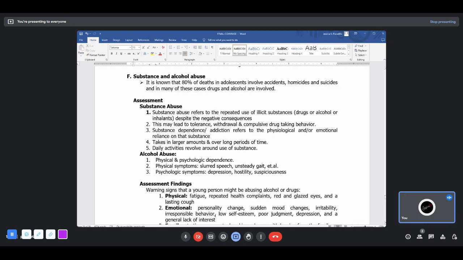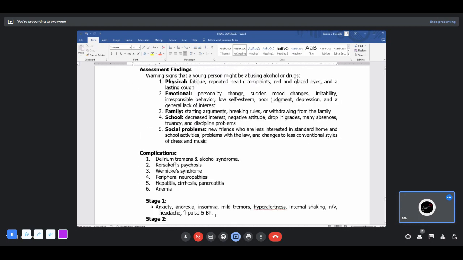So, for the assessment findings, these are the warning signs that a young person might be abusing alcohol or drugs. For the physical, the assessment here is fatigue, repeated health complaints, red and glazed eyes, and a lasting cough. So, those are the signs we see for physical. For emotional naman, personality change, sudden mood changes, their mood keeps changing, irritability, irresponsible behavior, low self-esteem, poor judgment, and depression also. There is a presence of depression and a general lack of interest.